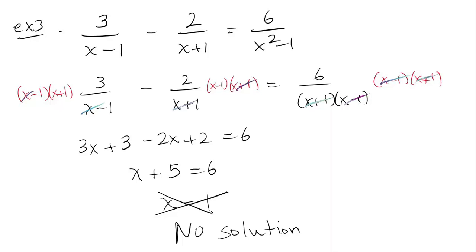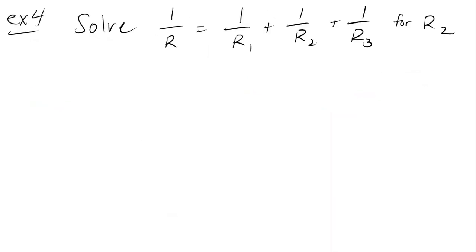Let's look at a literal equation that has rational expressions in it. This is the most basic type. It says solve 1 over r equals 1 over r sub 1 plus 1 over r sub 2 plus 1 over r sub 3 for the variable r sub 2. So each of these r's actually represents a different variable. I know this looks funny, but this is a standard notation from electronics. This is an equation that deals with resistance.